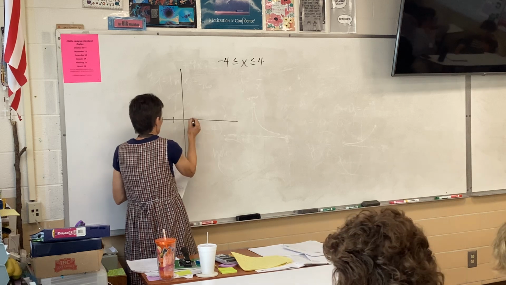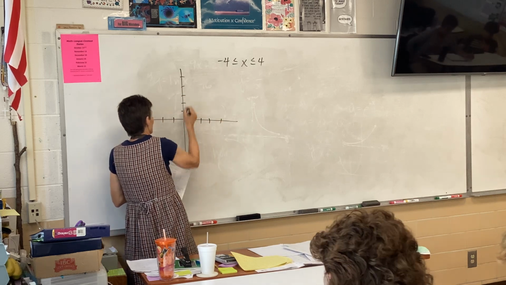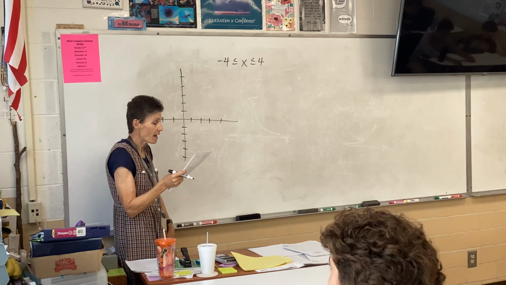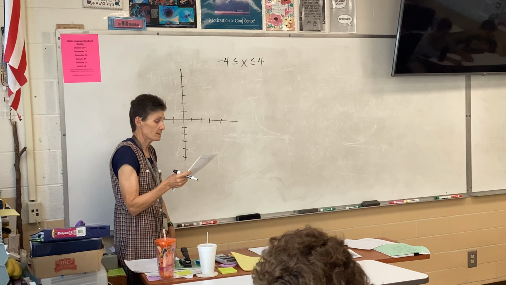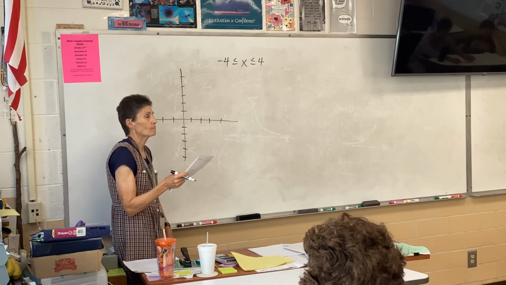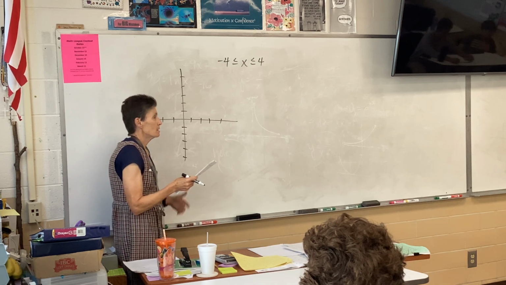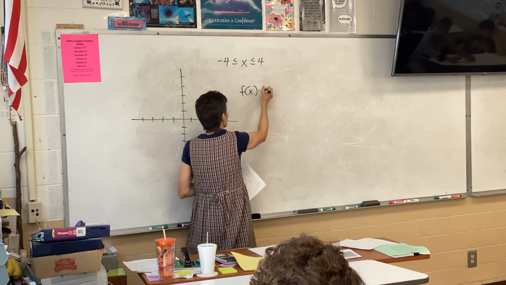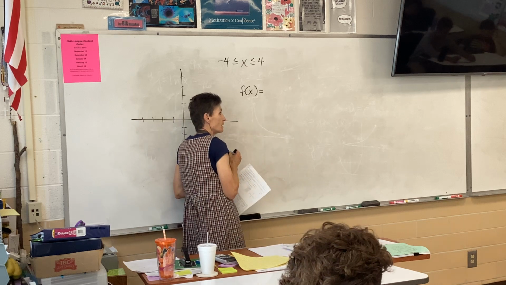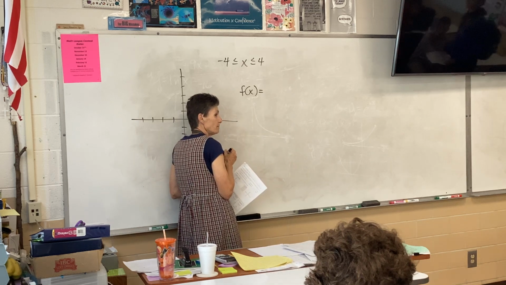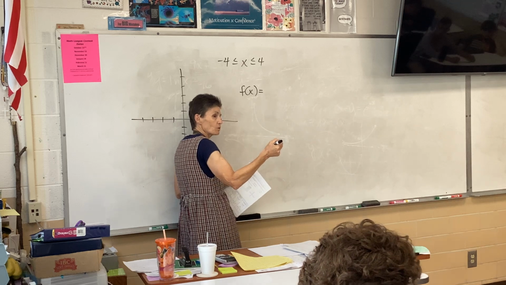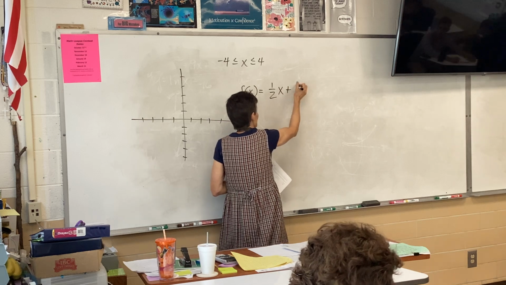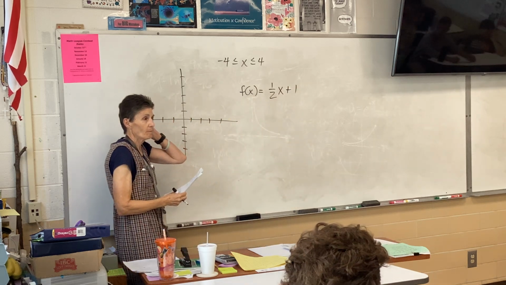All right, so for these x's, we are going to draw a picture of the function that halves the inputs and then adds one. What would that equation look like? The function f halves the inputs and adds 1. x over 2 plus 1. So 1/2 x plus 1, does that sound about right?